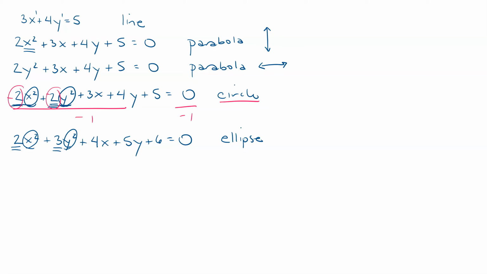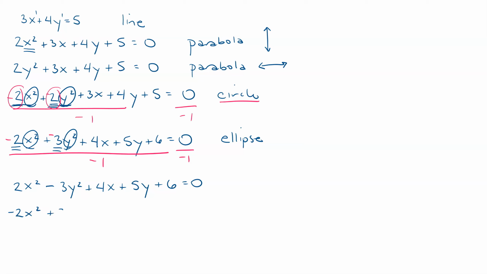And again, if they were both negative, I would simply have to divide the entire problem by a negative, and then they would both be positive, and I would still have an ellipse. But what if only one of them was positive? Like this or like this.